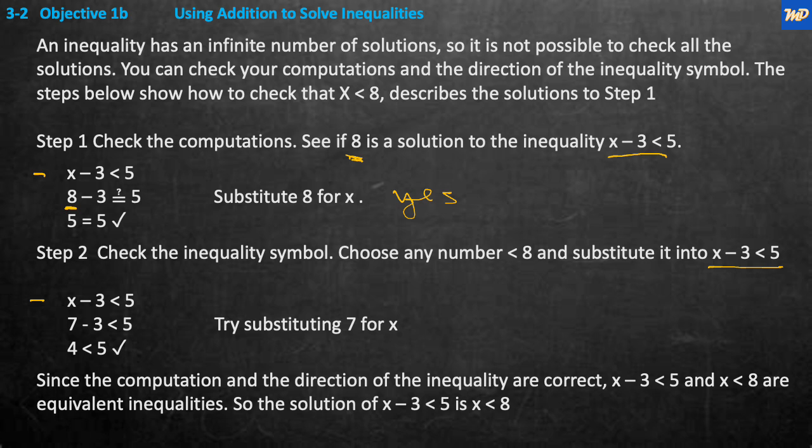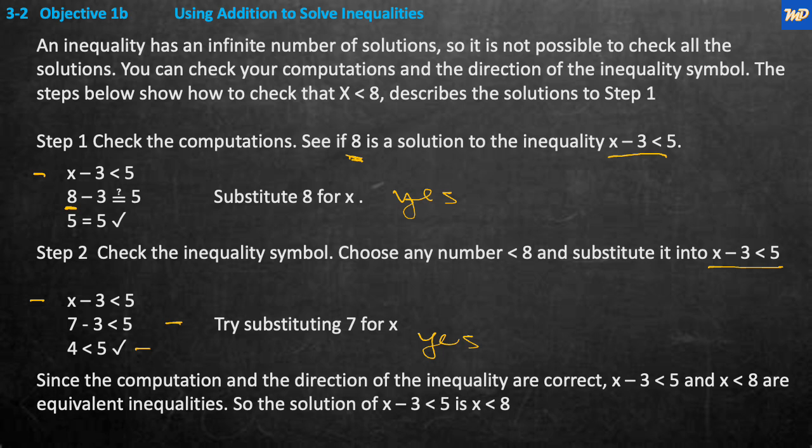We're going to put a 7 in. Is 7 minus 3 less than 5? Try substituting 7. We find out that 7 minus 3 is 4, and 4 is definitely less than 5. So this is yes. This is true for the inequality. That means numbers less than 8 solve this inequality.